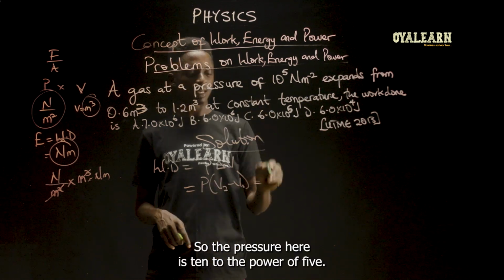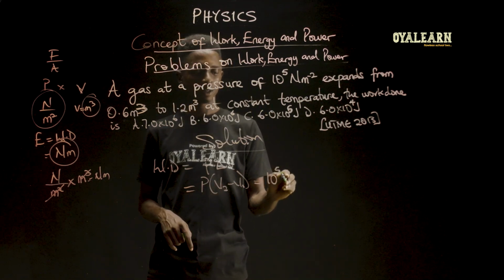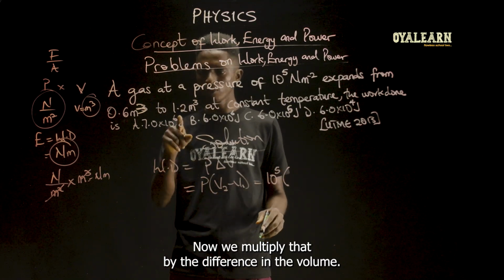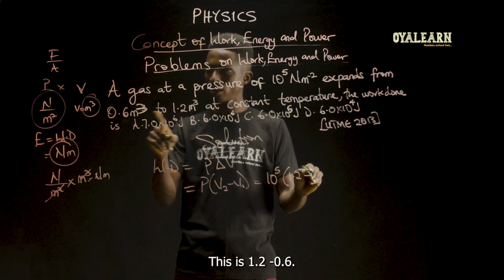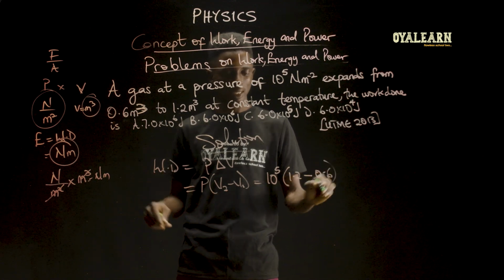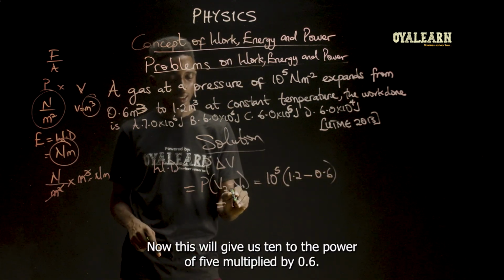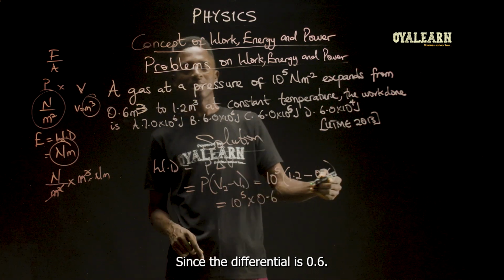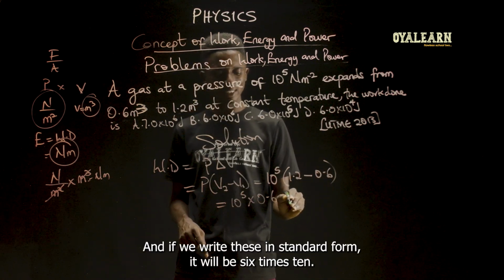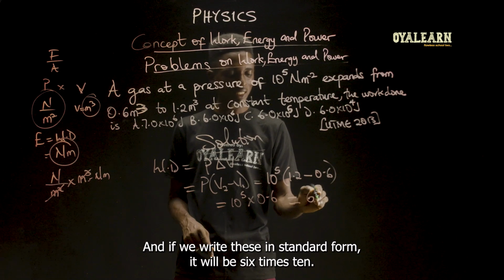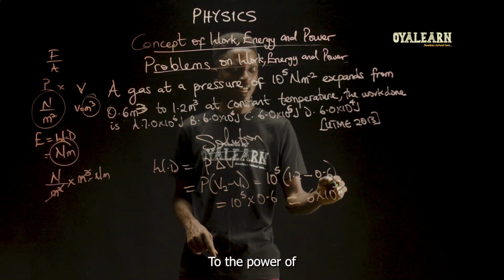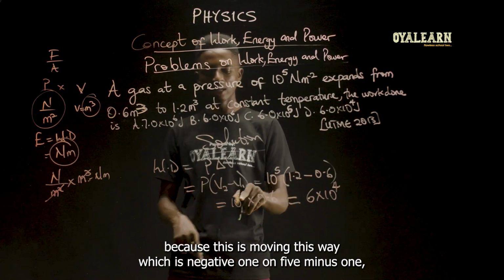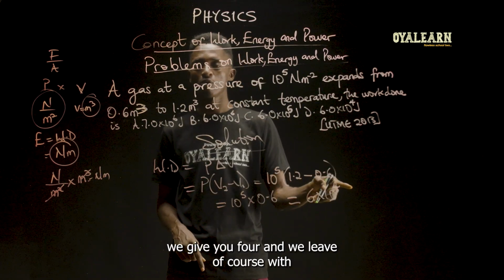So the pressure here is 10 to the power of 5. Now we multiply that by the difference in the volume. This is 1.2 minus 0.6. Now this would give us 10 to the power of 5 multiplied by 0.6, since the difference here is 0.6. And if we write this in standard form, it will be 6 times 10 to the power of 4, because this is moving this way, which is negative 1, and 5 minus 1 will give you 4.